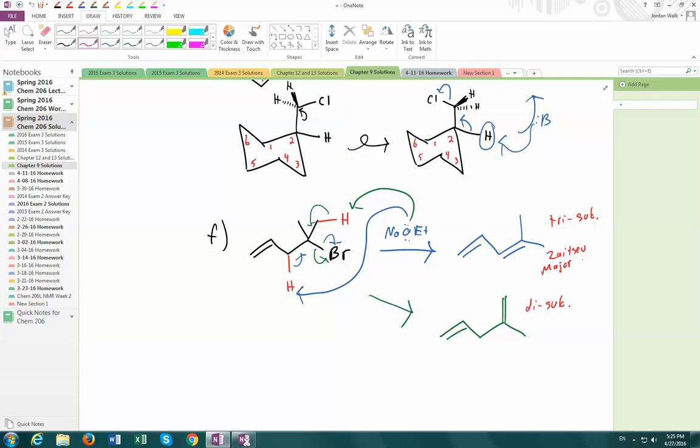Do 1,2 shifts ever occur in SN2 or E2? No, because you have to have a carbocation. Oh, duh. Okay.